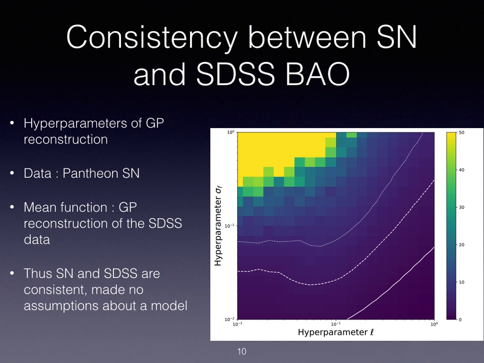The hyperparameters inferred from this GP regression will then be able to tell us about the consistency of the two datasets, having made no assumption about the model. And here in this figure, you see the results. You see that the posterior of the hyperparameters is in fact consistent with sigma f equals 0, thus indicating that the two datasets are consistent with each other, basically having made no assumptions about any sort of cosmology.